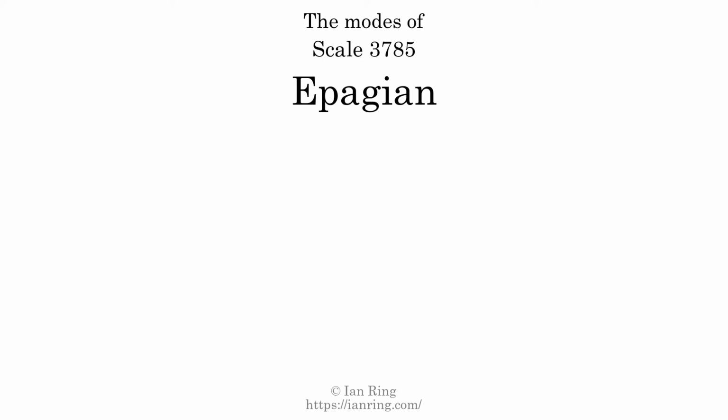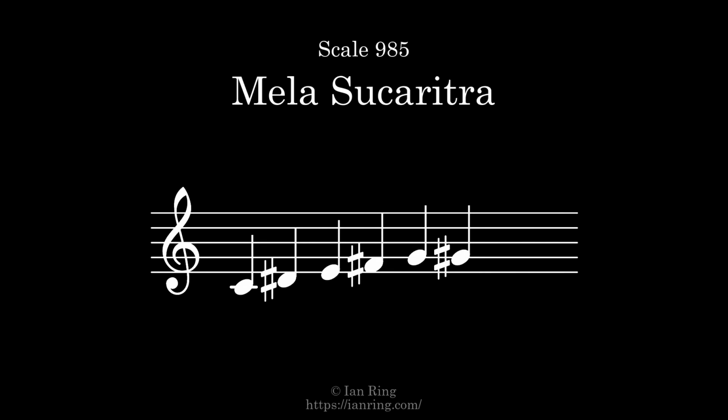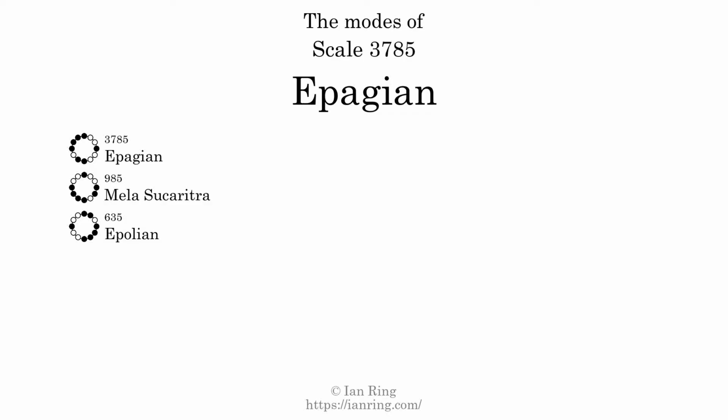This scale has 7 modes. The first mode is itself. The second mode is scale 985, also known as Mila Sukaritra. It sounds like this. The third mode is scale 635, also known as Epagian. It sounds like this.